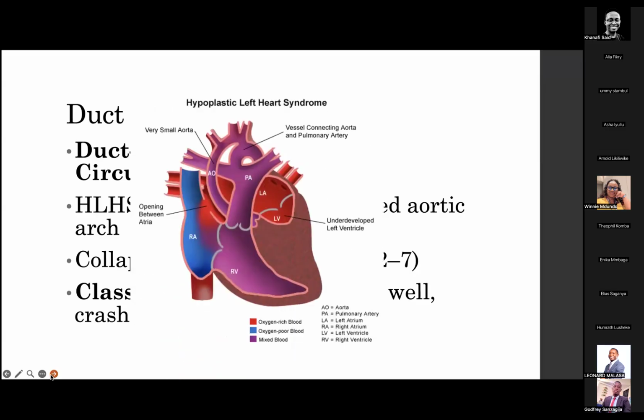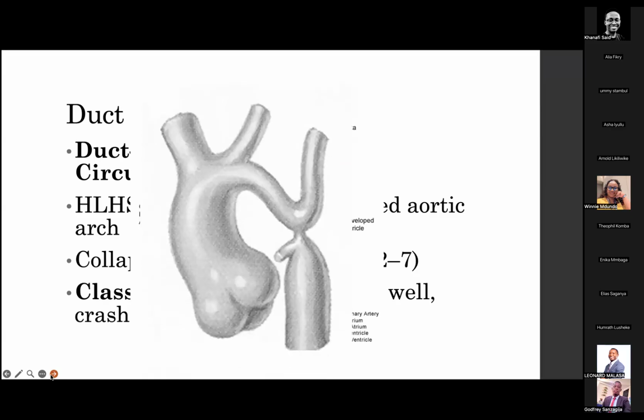So one of the examples is hypoplastic left heart syndrome, like I showed you. Then we have coarctation of aorta.